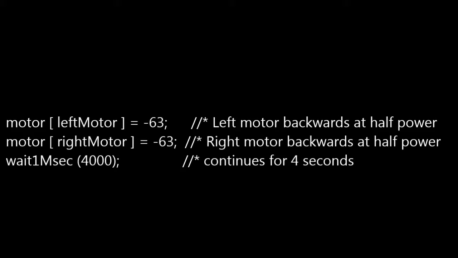Next, the line is telling the left motor to go at negative 63, meaning that the left motor is now traveling backwards. The same thing applies to the right motor, which is also going backwards at negative 63, which is half power. This will continue for 4 seconds.